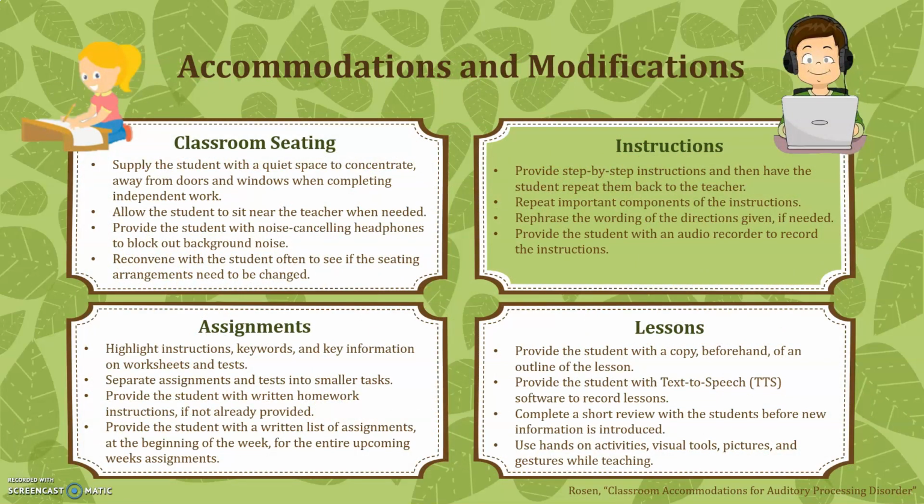Accommodations and modifications. The first category that we see to the left is classroom seating. Supply the student with a quiet space to concentrate away from doors and windows when completing independent work. Allow the student to sit near the teacher when needed. Provide the student with noise-canceling headphones to block out any background noises. Reconvene with the student often to see if the seating arrangements need to be changed.